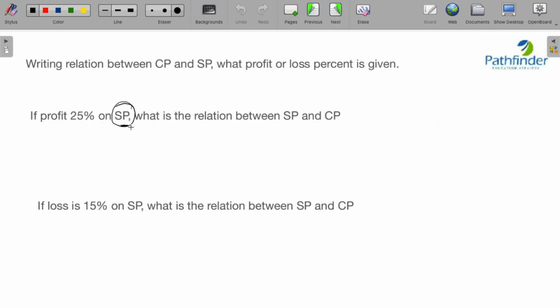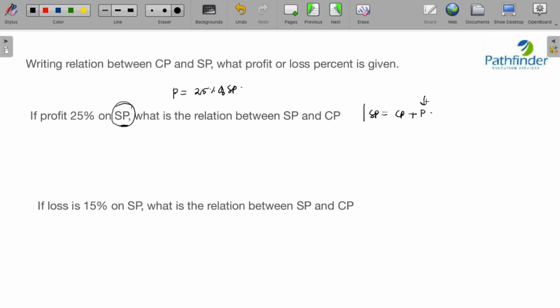यहां पे क्या बोल रहा है वो, दैट प्रॉफिट इज 25% ऑफ एसपी, विच व्हाट डज दैट मीन, दैट द प्रॉफिट फिगर इज 25% ऑफ एसपी. व्हाट इज द रिलेशन बिटवीन एसपी एंड सीपी? सो हमारा बेसिक रिलेशन तो चेंज नहीं हो रहा है. सेलिंग प्राइस इज एसपी सीपी प्लस प्रॉफिट. This relation is not getting changed.